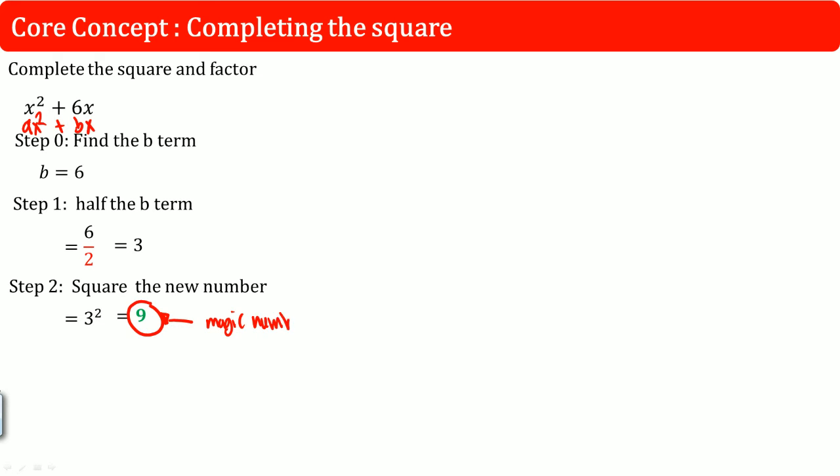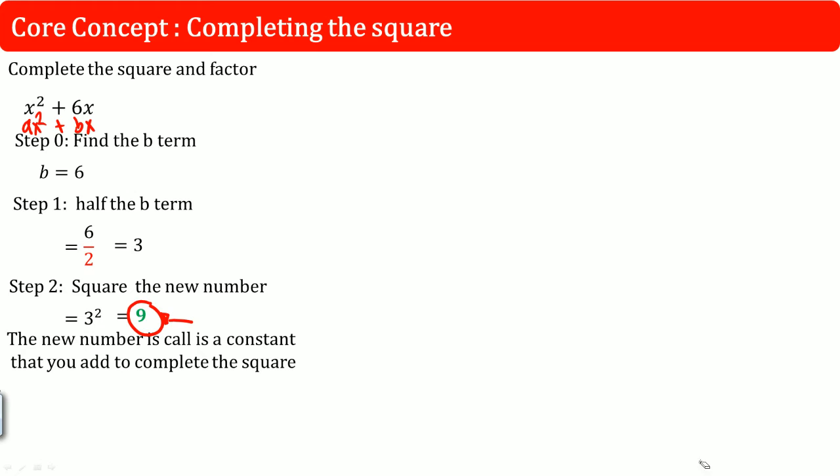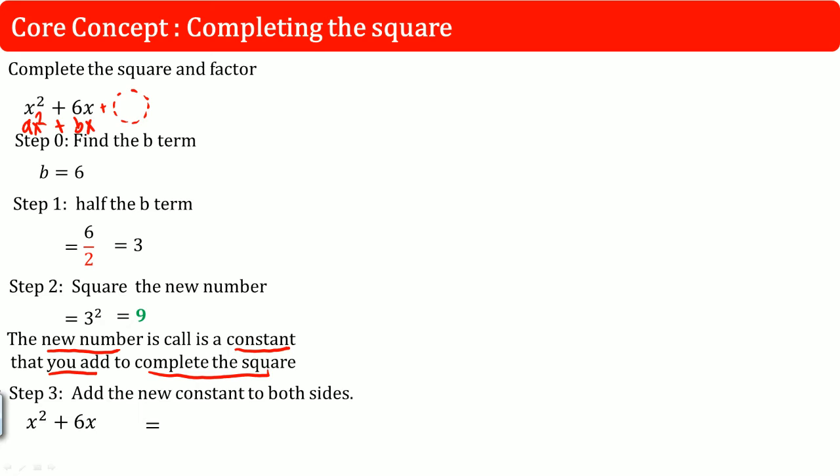You might see or hear this called the new constant. That is what it's called. This new number is called the new constant, and it's the number that you need to add to the end to complete the square. So in that case, we have originally x squared plus 6x. Now we're going to add that 9. Remember, in that process of adding 9 to the left-hand side, you also have to add it to the right-hand side of the equation. This is the new complete standard form.